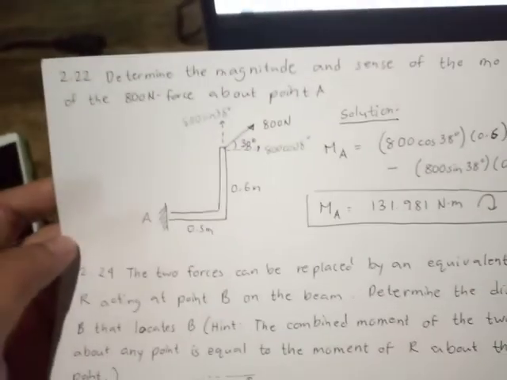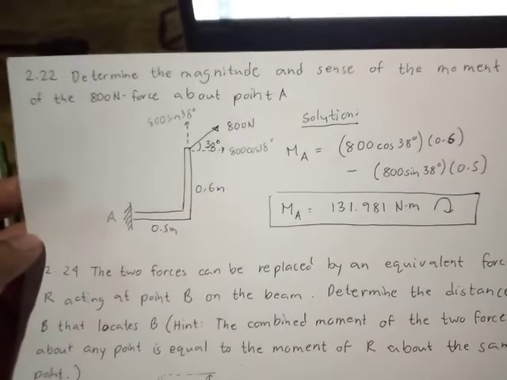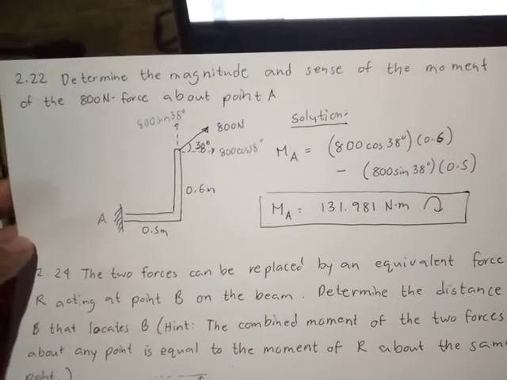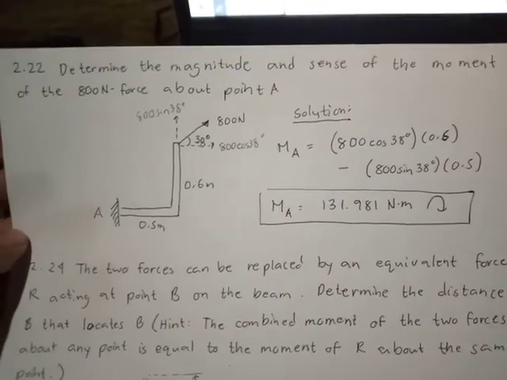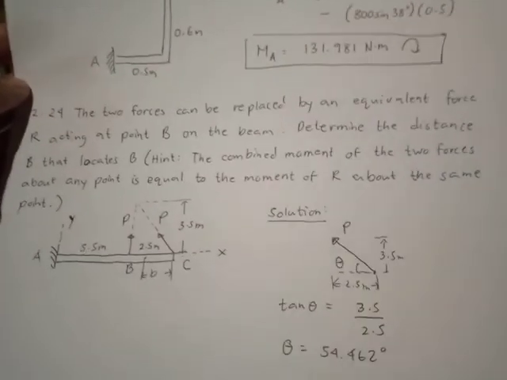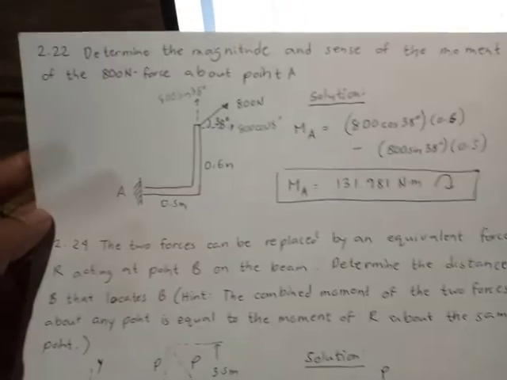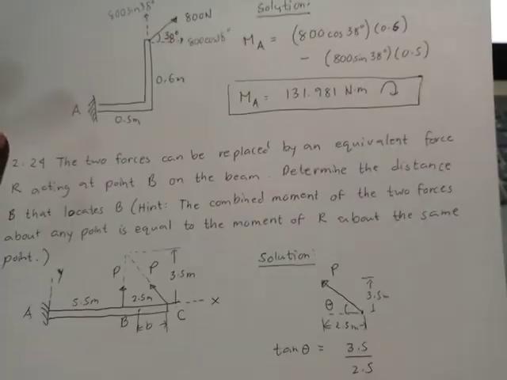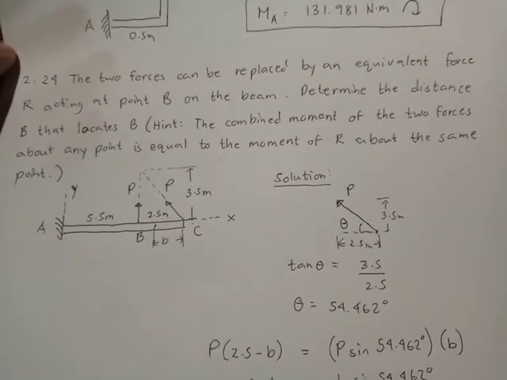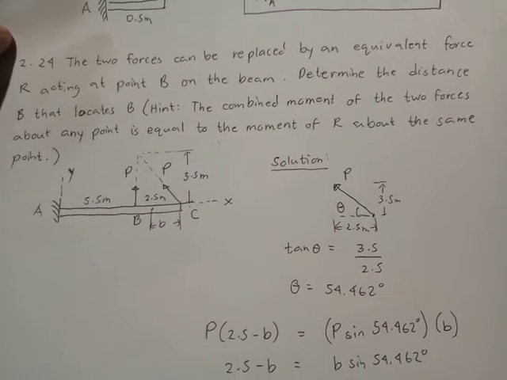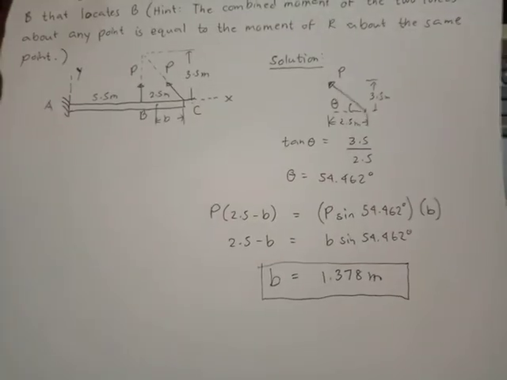So, therefore, these are questions 2.22 and 2.24, the questions and the solutions. This is example number 8 and number 9, respectively.